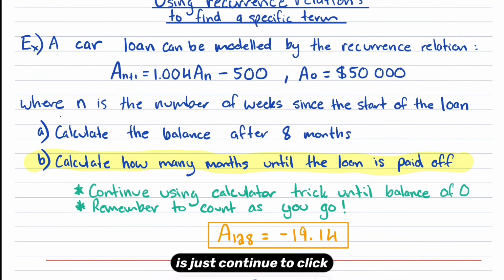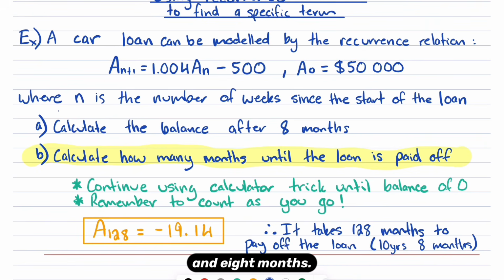So all I'm going to do is just continue to click equals, equals, equals, equals. And it just so happened that when I did that, I had to click the equals button 128 times until I got a negative value. So what that means is after 128 months, this loan would be paid off, which is the equivalent of 10 years and 8 months.